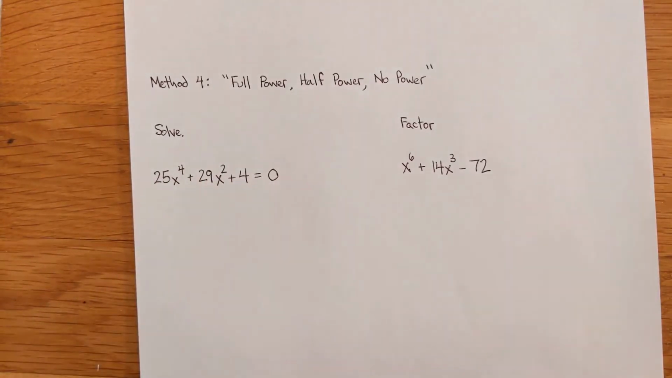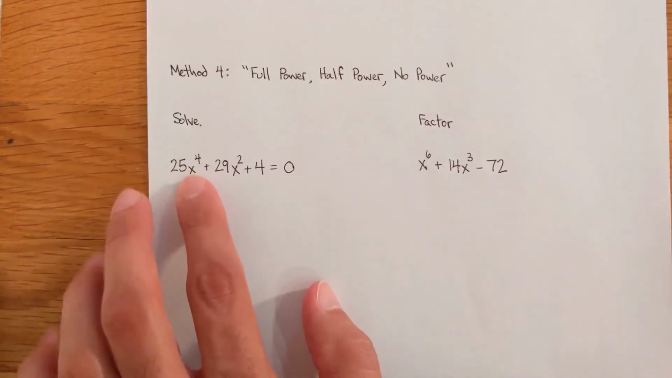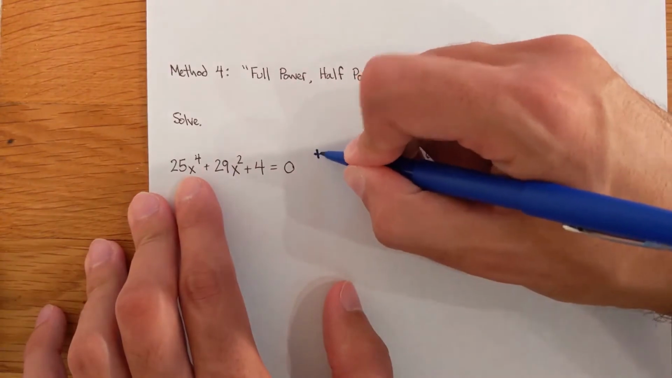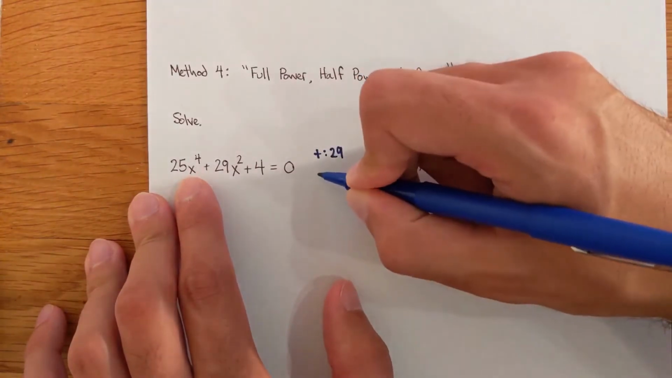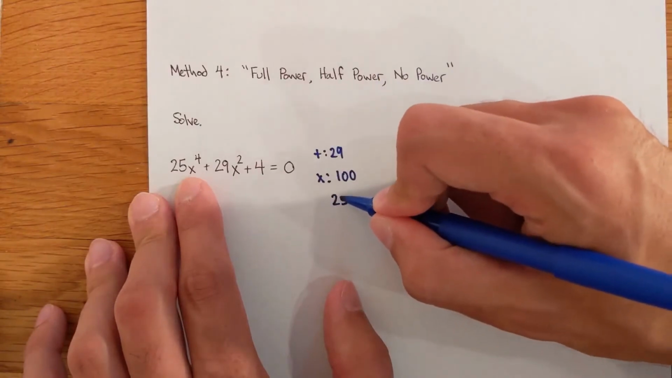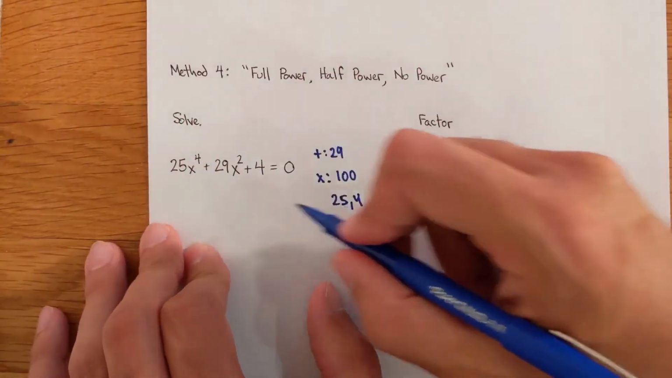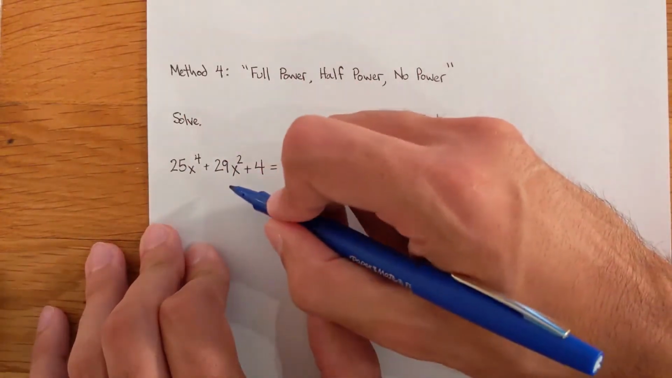And it turns out our method is just doing magic numbers. So I'm going to do magic numbers on this problem even though it's a 4th power. My numbers need to add to 29 and they need to multiply to 100. They end up being a 25 and a 4. And I think it makes the most sense to do them in this order, 25 first.